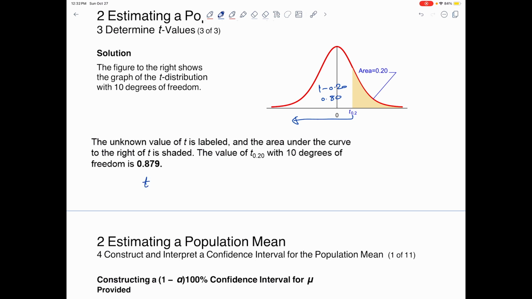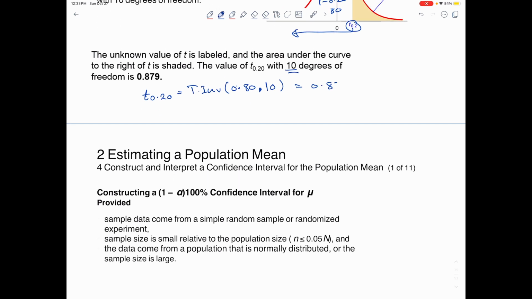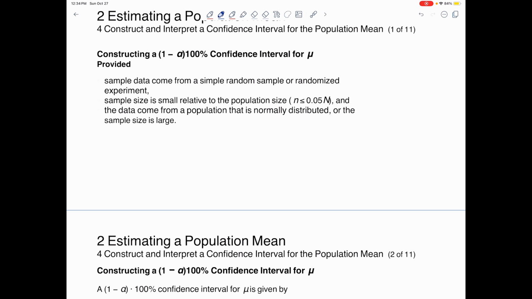So t sub 0.20 is equal to, we're going to use the Excel command t inverse of the area to the left of t, which is 0.80, and then comma the degrees of freedom should be given as well. So that is how you're going to compute the t-score using Excel, and you will end up with the number 0.879.